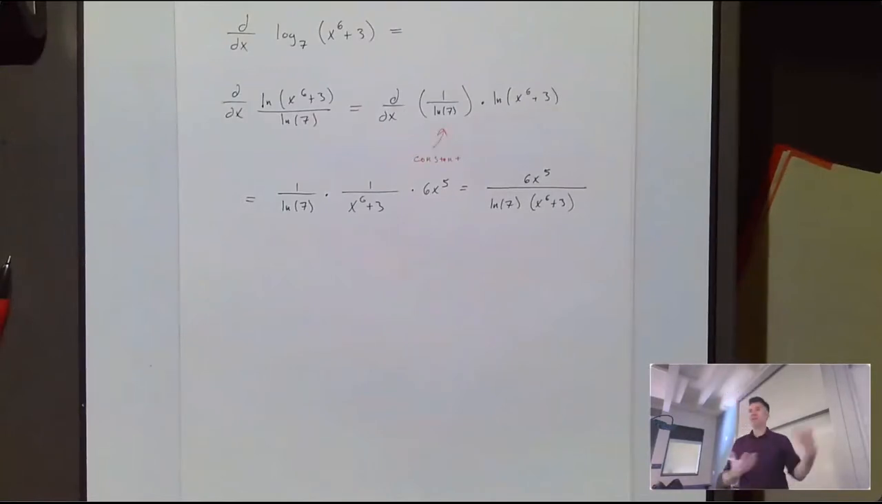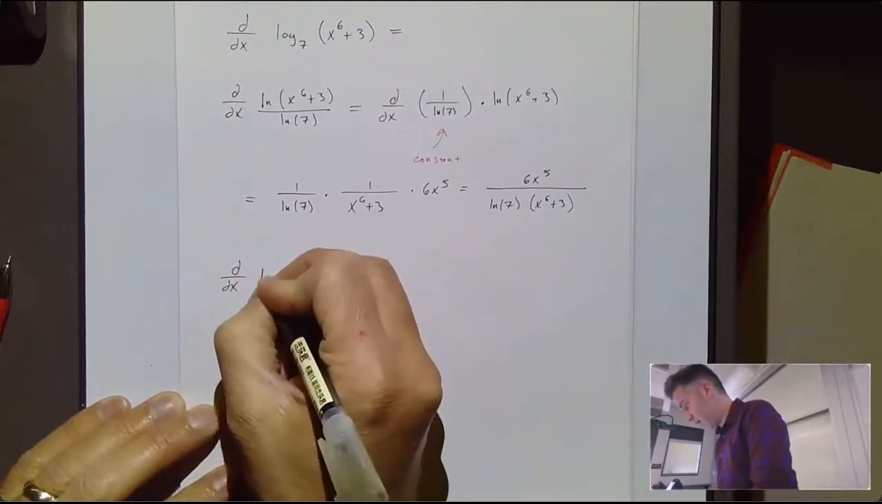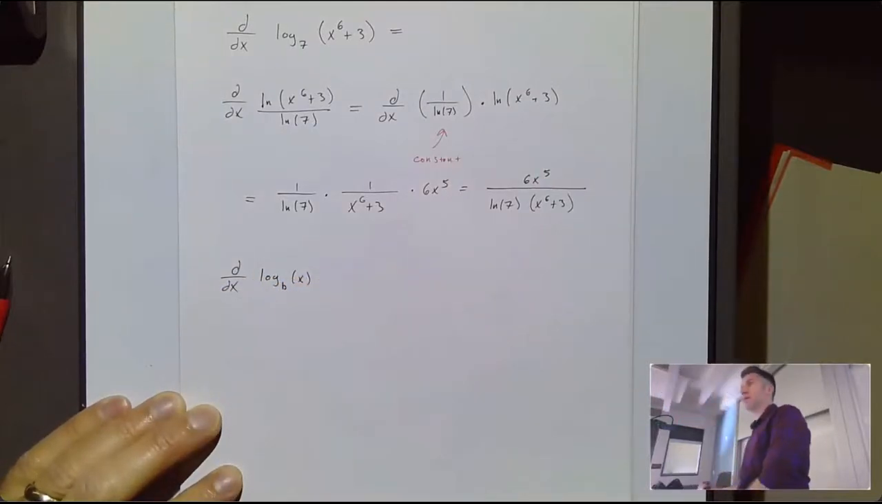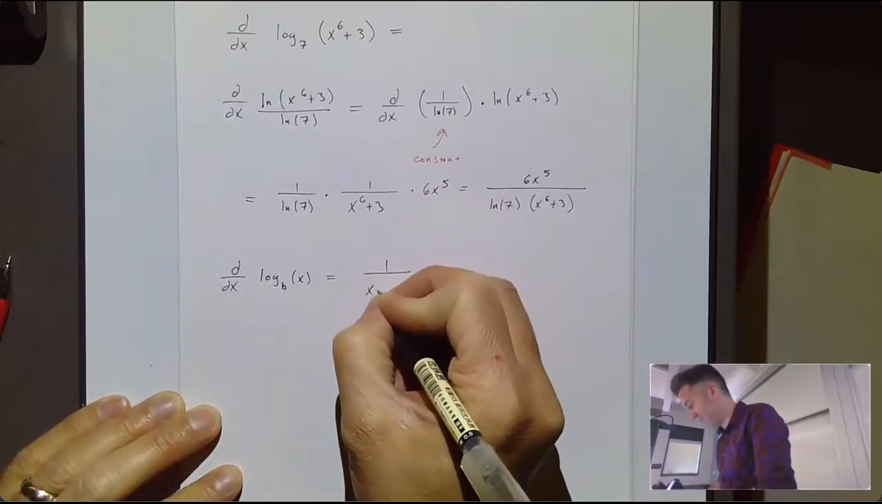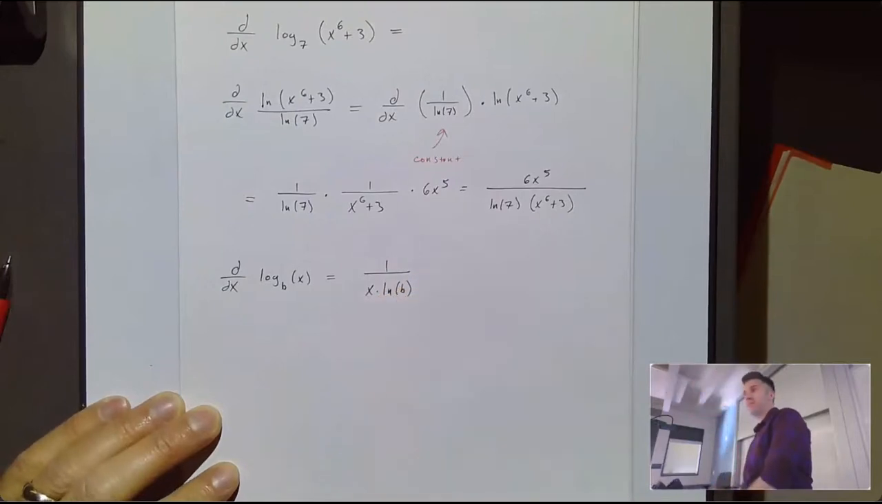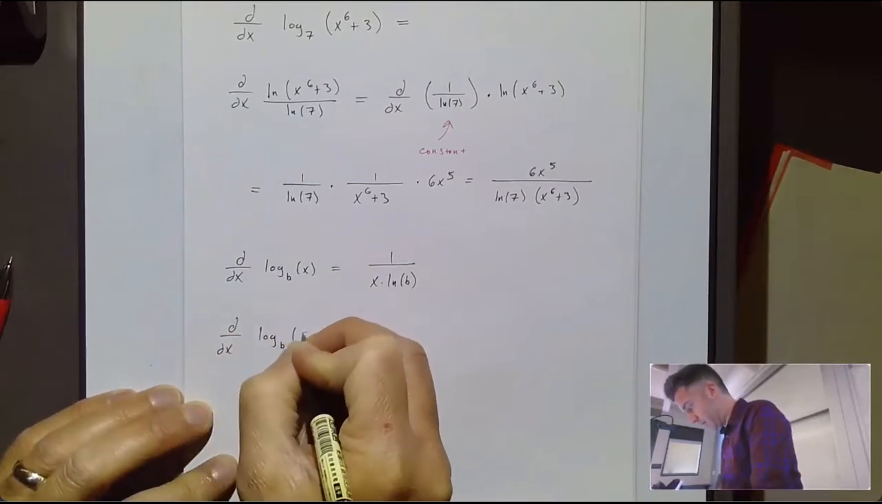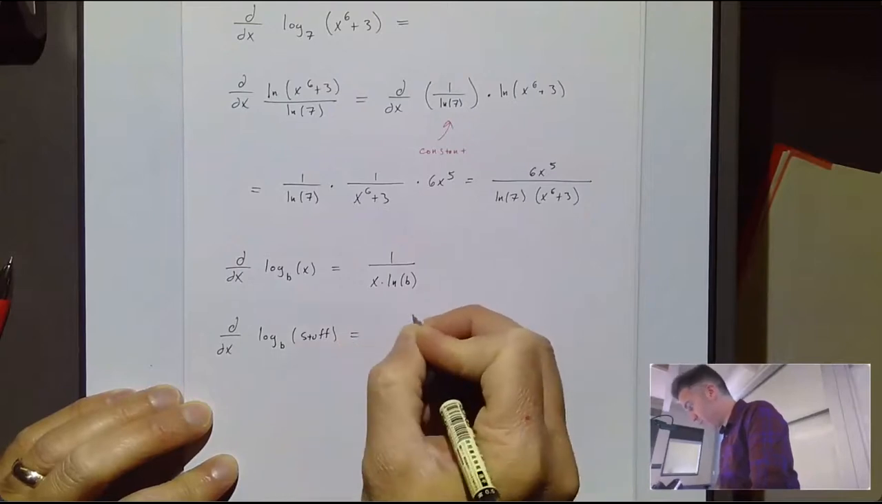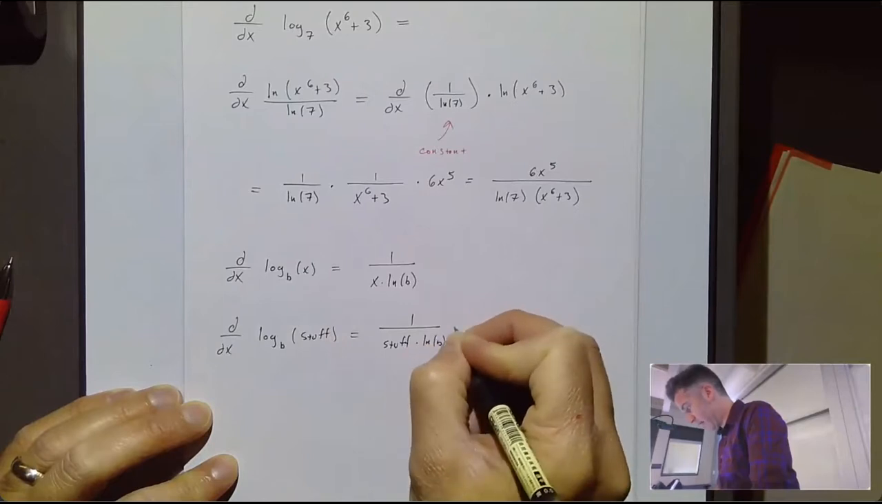We can generalize this to a rule, right? So you could do this every time where you use the change of base to rewrite a log with a different base, but it always ends up being the following thing: when you find the derivative of the log base b of x, it ends up being 1 over x times the natural log of your base. And if you're taking the derivative of the log base b of some stuff, it ends up being 1 over your stuff times the natural log of your base times the derivative of your stuff.